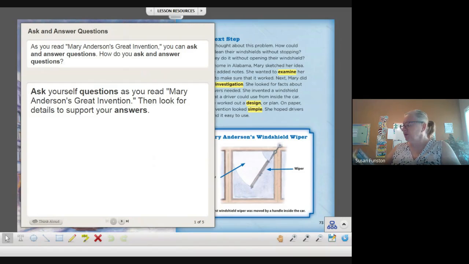Then I would go on to read, back home in Alabama, Mary sketched her idea. Then she added notes. She wanted to examine her solution to make sure that it worked. Next, Mary did her own investigation. She looked for facts about what drivers needed. She invented a windshield wiper that a driver could use from inside their car. So yes, she did come up with a way to wipe the windshield without opening it. Okay, let's go on here.